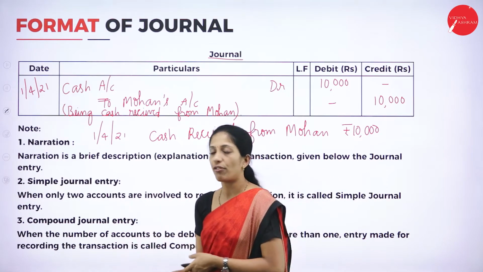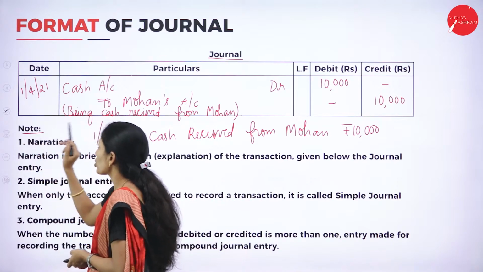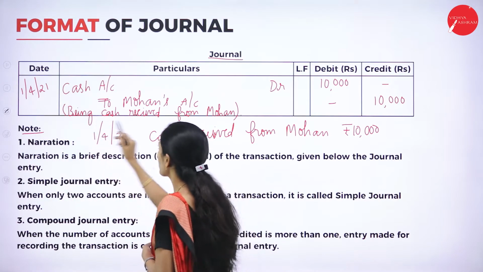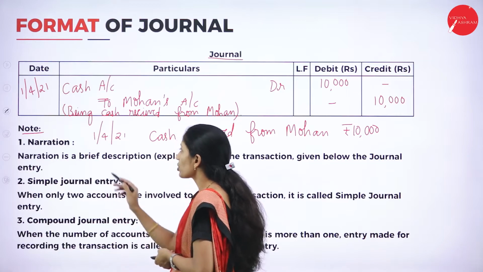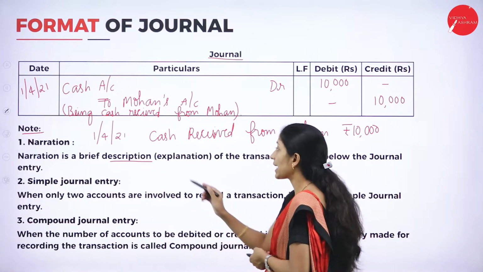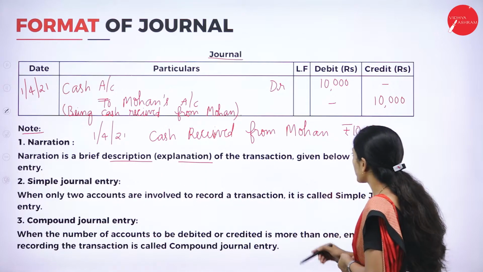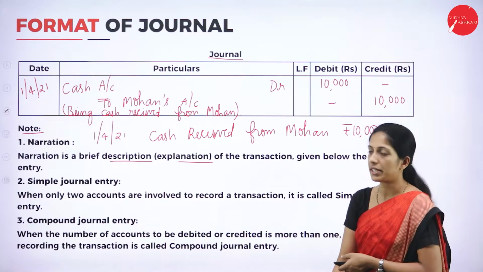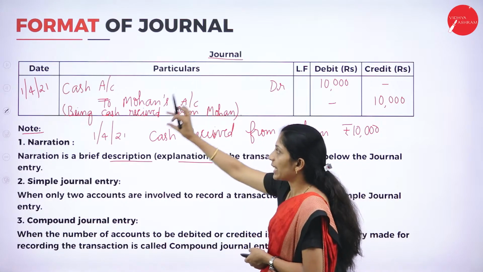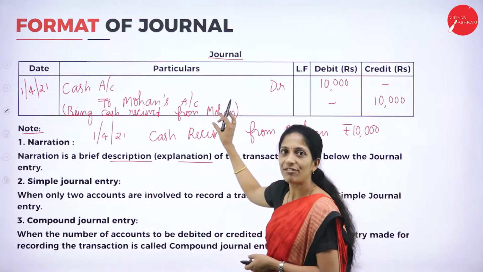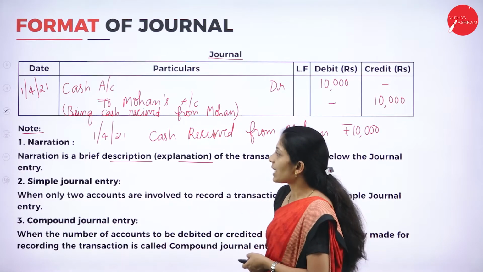Now we shall see a few of the notes here. Narration. So narration I have already told you. So this will be the narration. Narration is a brief description or explanation of the transaction given below the journal entry. So why have you recorded the journal entry? For this you are giving a brief explanation. So that is known as narration.